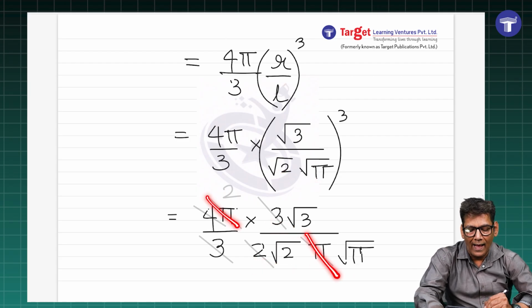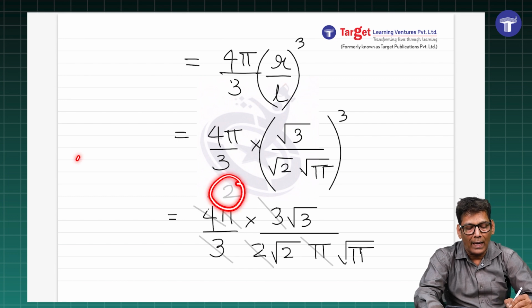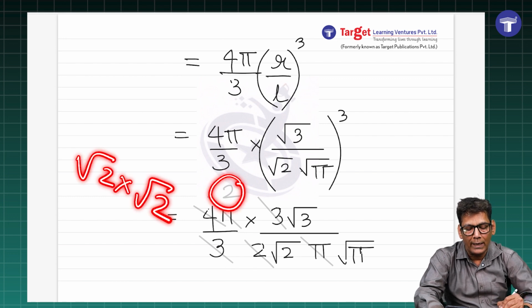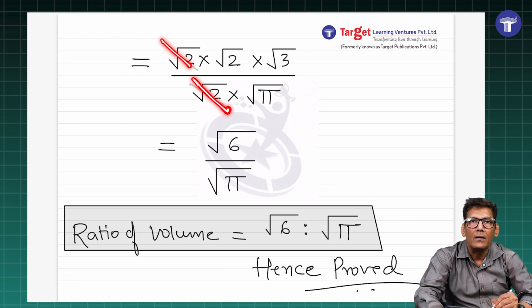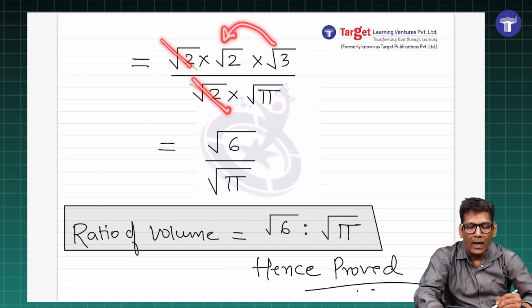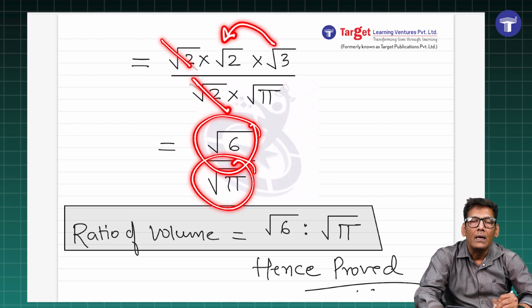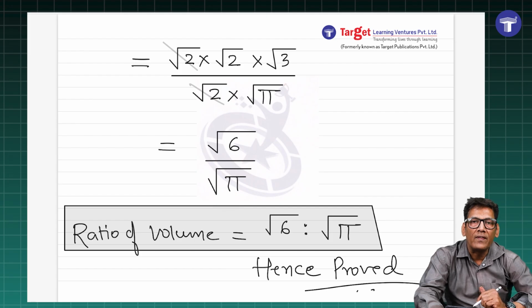Pi and pi get cancelled, root 3 and 3 get cancelled, and the 2s get cancelled. And a very important calculation step here, this 2 can be written as root 2 into root 2, right? So when you write that as root 2 into root 2, one root 2 gets cancelled. Now root 2 into root 3 becomes root 6 upon root pi. That is your required answer. It's root 6 is to root pi, hence proved.